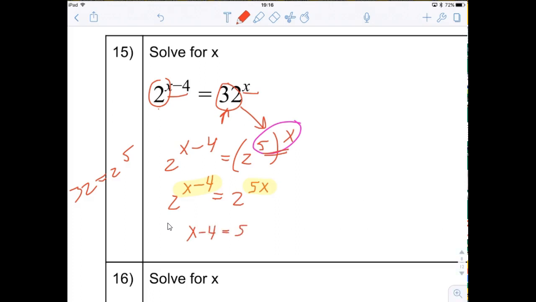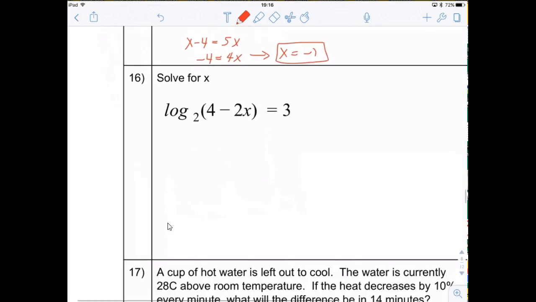So I can write this algebraic equation here, and now it's a 7th grade algebra problem. I can subtract x from both sides, and I will get 4x equals negative 4, and that can be solved. That would be x equals negative 1, right? I divide both sides by 4, and I'll get x equals negative 1 is the answer. Okay? Now I'm going to go down to 16, solve for x.